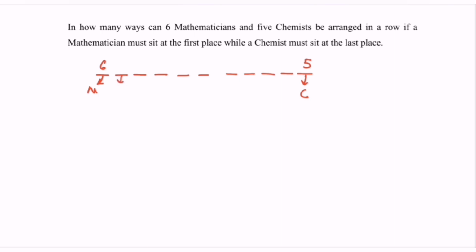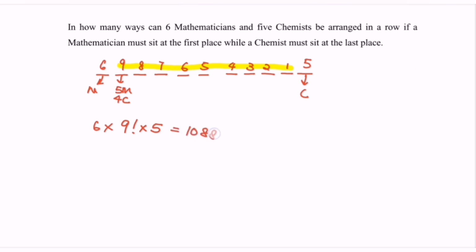Next, we still have 5 mathematicians and 4 chemists, so in total we still have 9, followed by 8, 7, 6, 5, 4, 3, 2, and 1. Rewriting the situation, we have 6 multiplied by 9 down to 1, which we can express as 9 factorial, multiplied by 6 and 5. As a conclusion, 10,886,400 ways for the situation to occur. Thanks for watching.